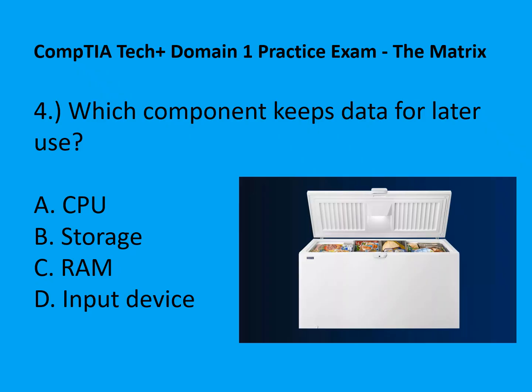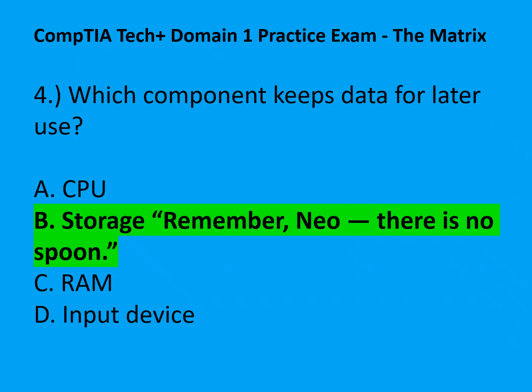Question 4. Which component keeps data for later use? A. CPU. B. Storage. C. RAM. D. Input device. The correct answer is B. Storage. Remember, all illusions reside in memory banks. Without storage, the matrix forgets the spoon.